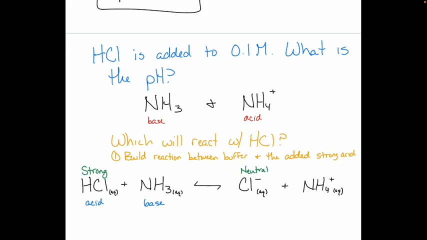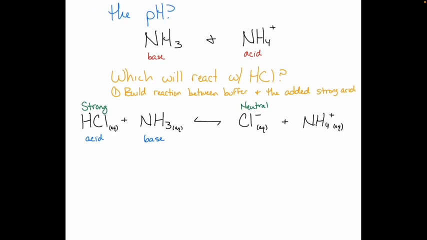All right, so step one, we had our chemical equation that we had to build. Step two is usually to build this equilibrium expression, but in this case, because it's a buffered solution, we're going to get to use that Henderson-Hasselbalch equation. We'll come back to that in a second, but we're going to skip that equilibrium expression and just jump straight into building an ICE table for this reaction.